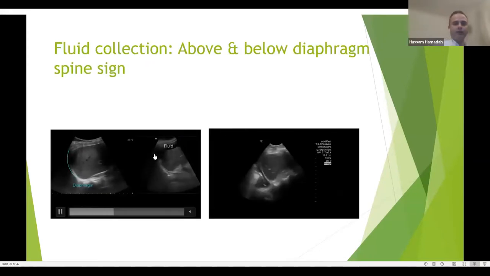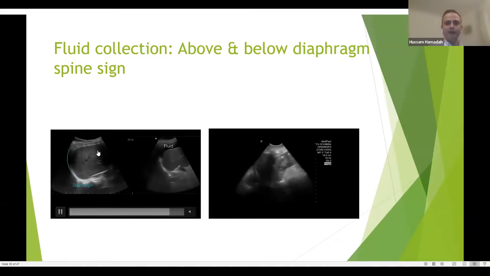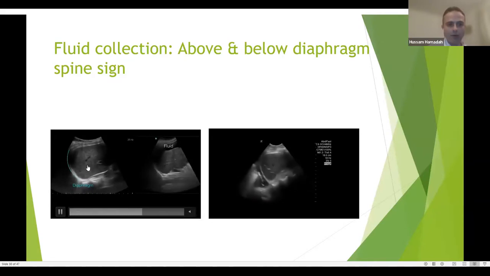Now, don't be confused. Always do multiple views, go up and down with your probe, go right and left, and answer the question: where is the fluid? Here, this is the spleen, this is the diaphragm, this is the lung level. So where is the fluid? It's not clear. Do other views. Here is fluid, I can see some fluid here, but my dear, this fluid is below the diaphragm. You are in the abdomen.